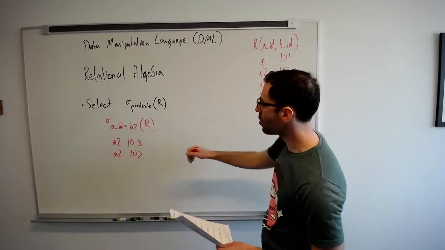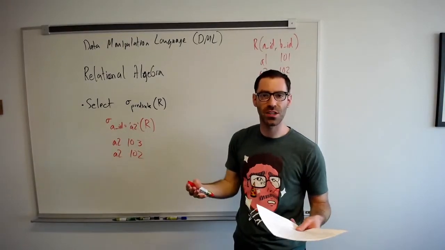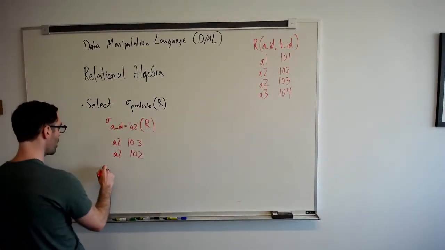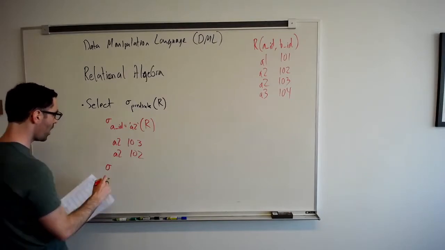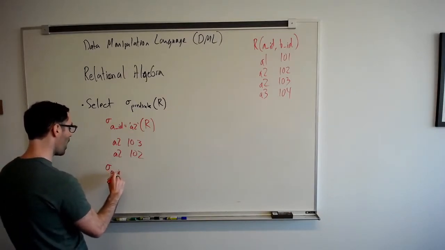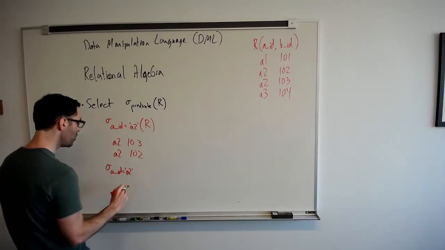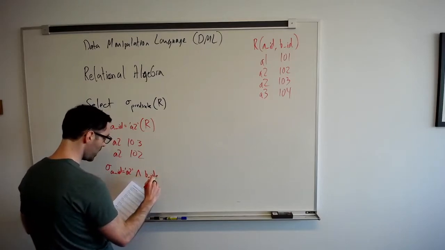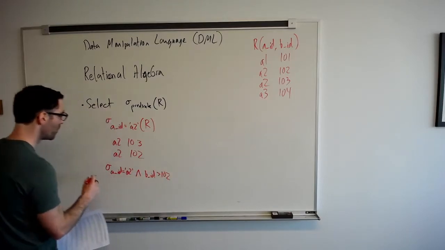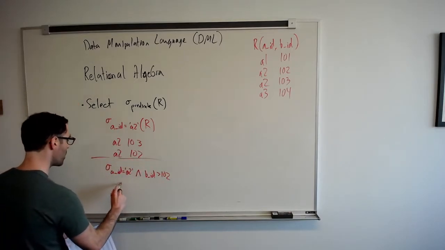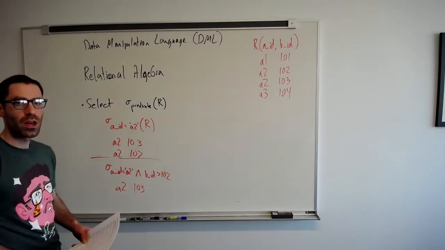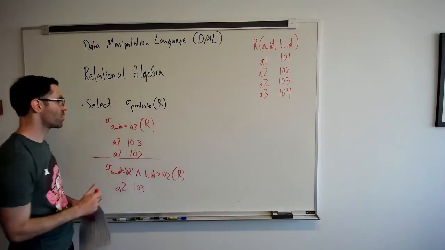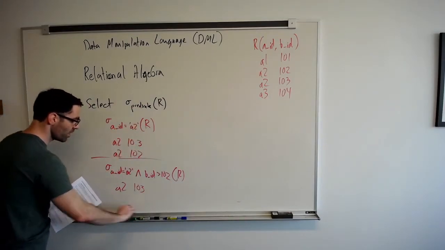We can also combine predicates together with the sort of Boolean expressions that I'm sure you've seen other places, where we're going to select where AID equals A2 and where BID is greater than 102. And for this one, we just get the A2, 103 tuple, which is the only one where this predicate is true for the relation R. So that's select.